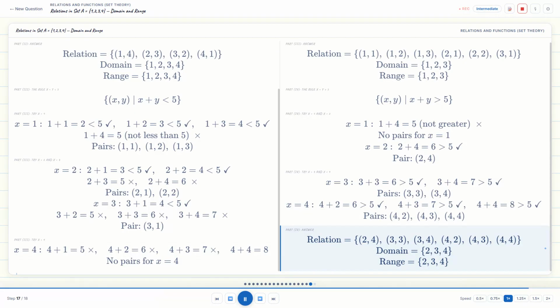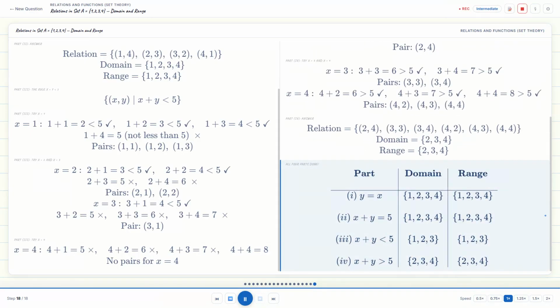Here is the answer for part 4. The first numbers are 2, 3 and 4. So the domain is 2, 3, 4. The second numbers are also 2, 3 and 4. So the range is 2, 3, 4. Notice that 1 is not in the domain or range this time.